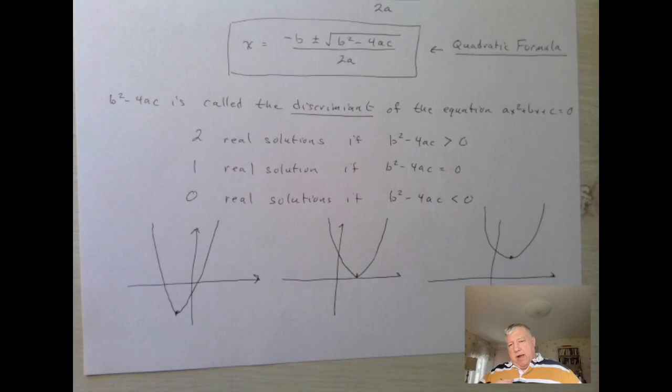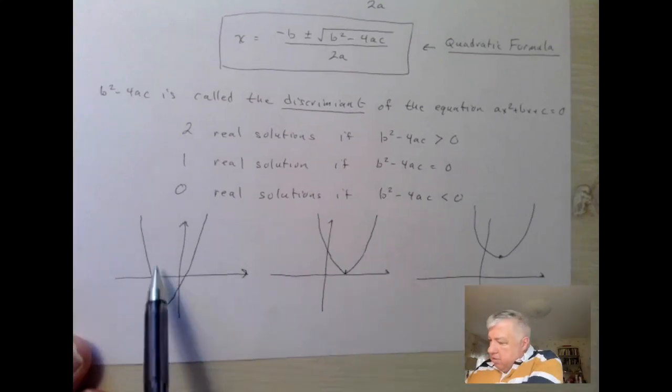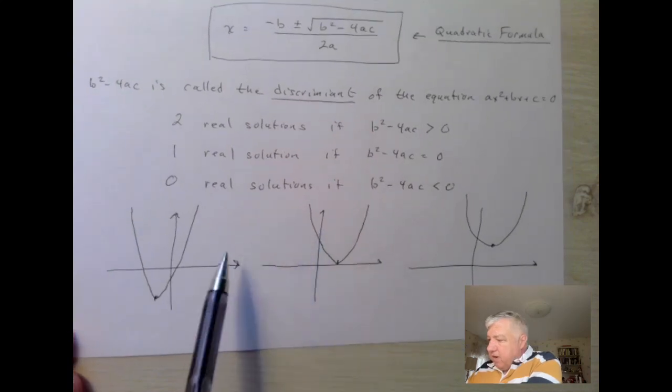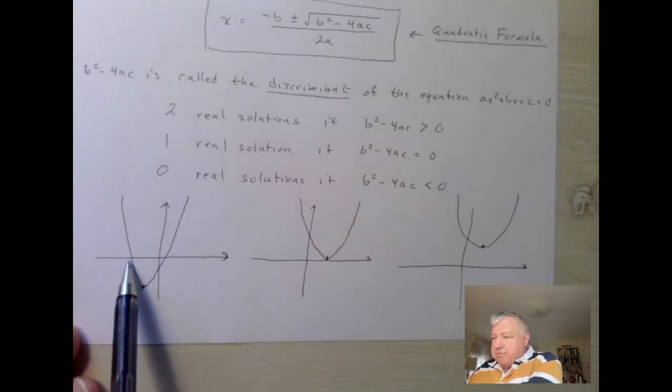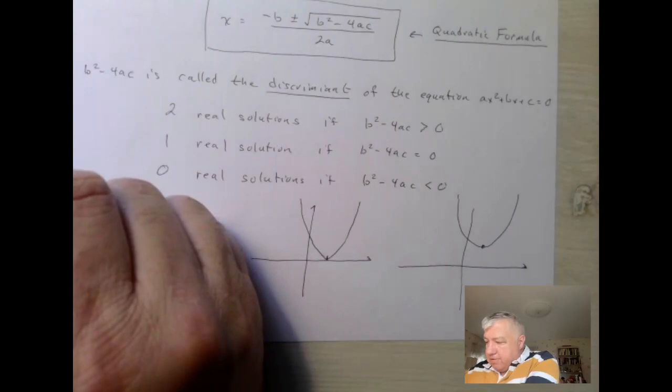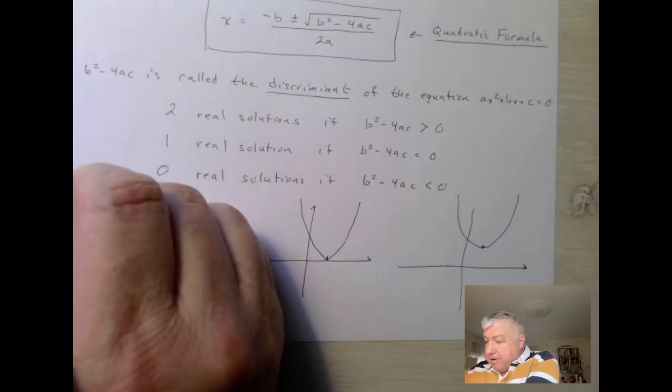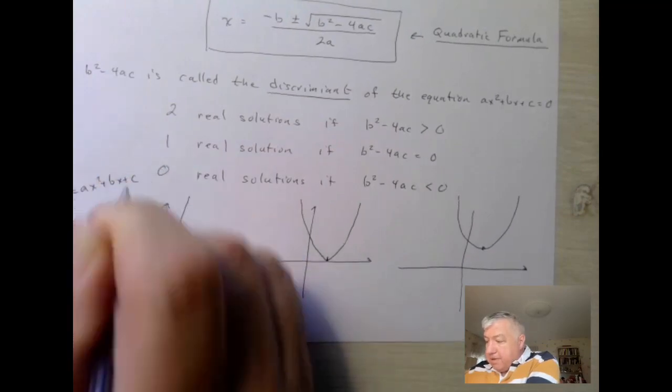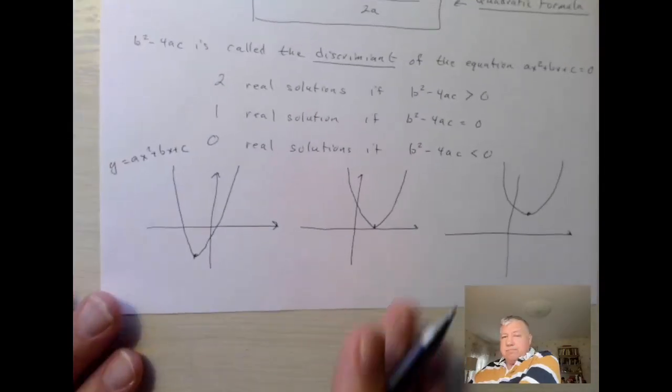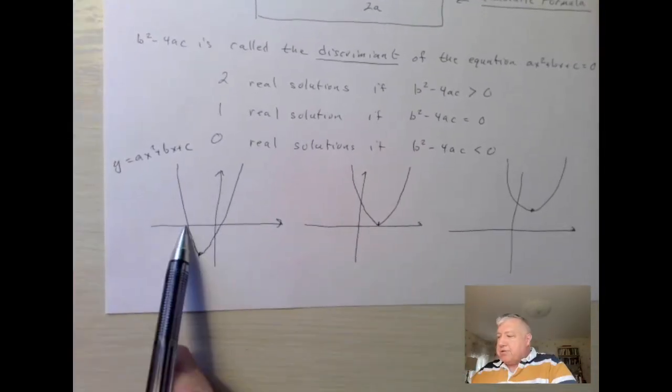And as far as what this means to the corresponding graph, look here. These are all graphs of y equals ax squared plus bx plus c. And in this first case, we have 2 real solutions, right?